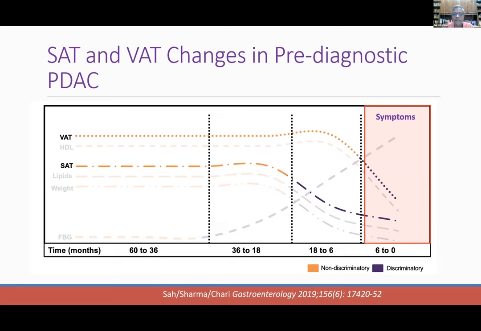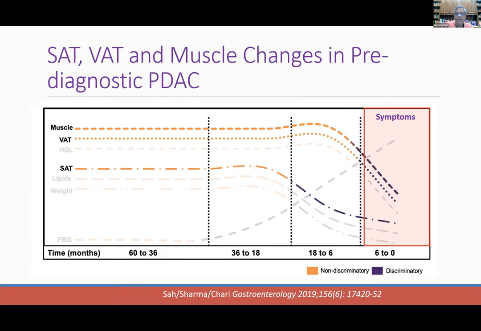When you look at the visceral compartment, it's starting to drop only in the last 6 months before diagnosis. It seems to be stable until then and drops at the end. So it has something to do with cachexia, just as the HDL does. And the muscle also follows the visceral adipose tissue.